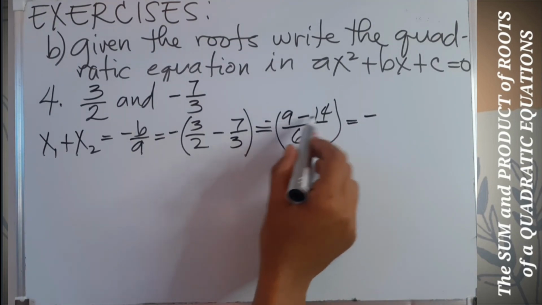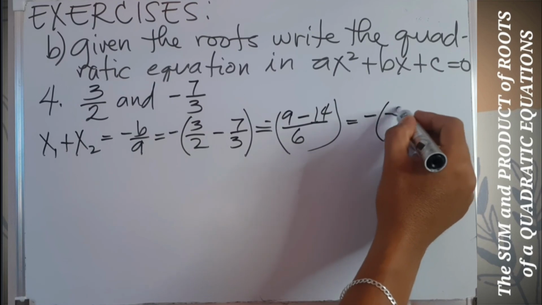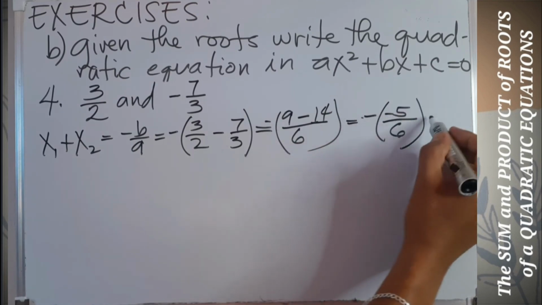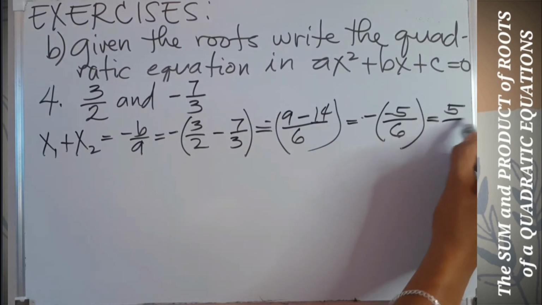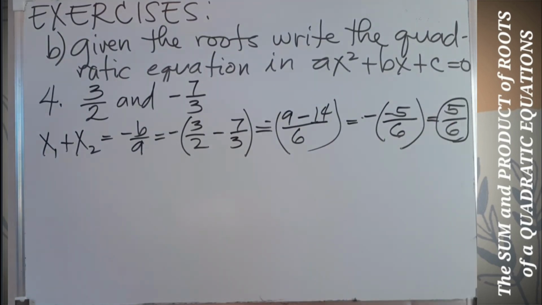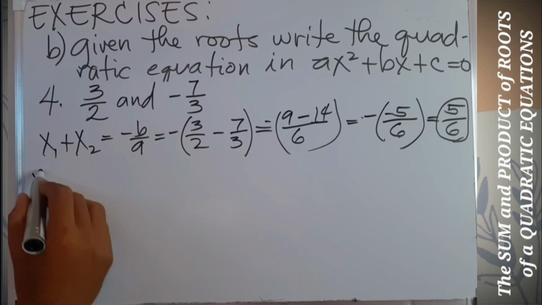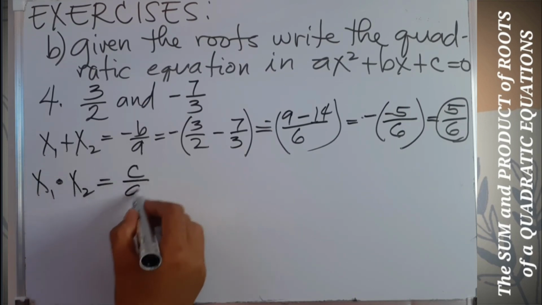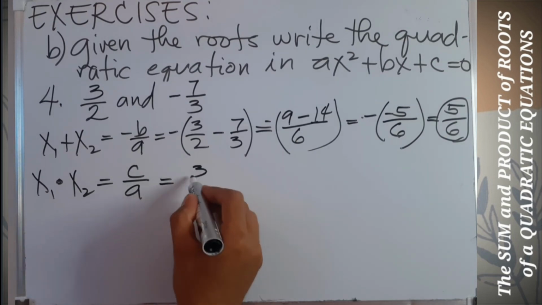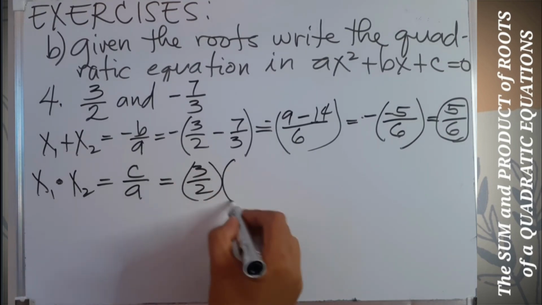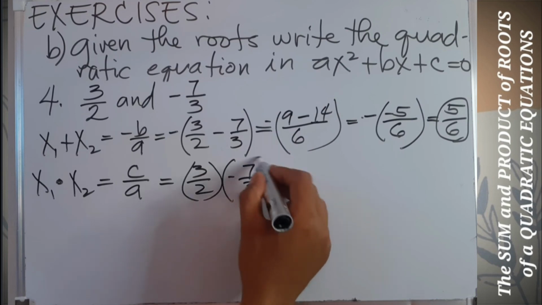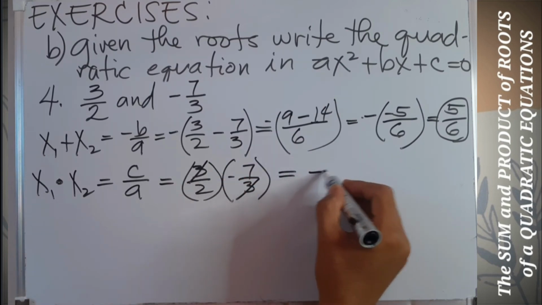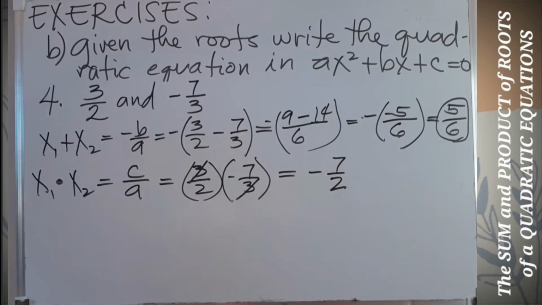Negative 9 minus 14 is negative 5 over 6. Negative times negative is positive, 5/6 is the sum. Go on to the product. Equals c over a equals 3/2 multiplied by negative 7/3. Cancel 3, remaining is negative 7/2.